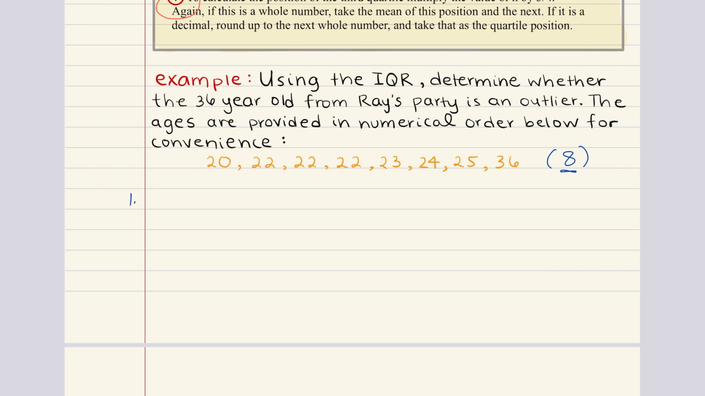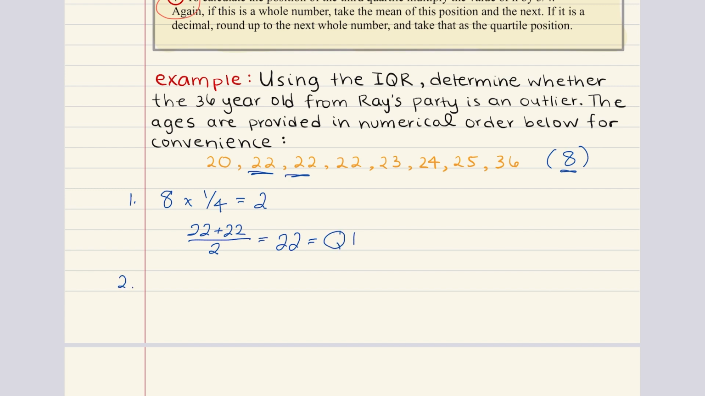To calculate Q1, we multiply 8 by 1 over 4, and this gets us a value of 2. So this means that Q1 is going to be the mean of the second and the third values in this ordered data set. This will be 22 plus 22 divided by 2. This gets us 22. This is our value for Q1.